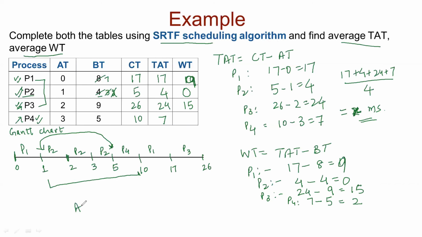So if you calculate the average, that gives you 9 plus 0 plus 15 plus 2 divided by 4. Again, it is an activity for you. You will find on your own. You can find the average waiting time like this.